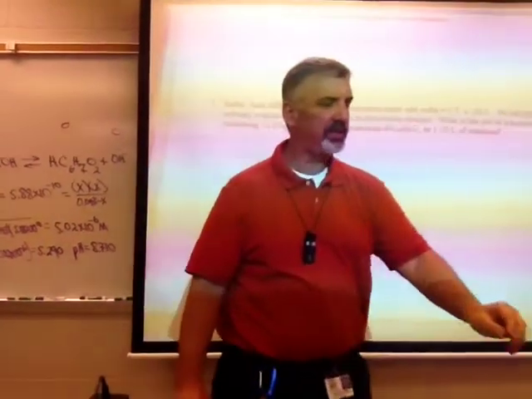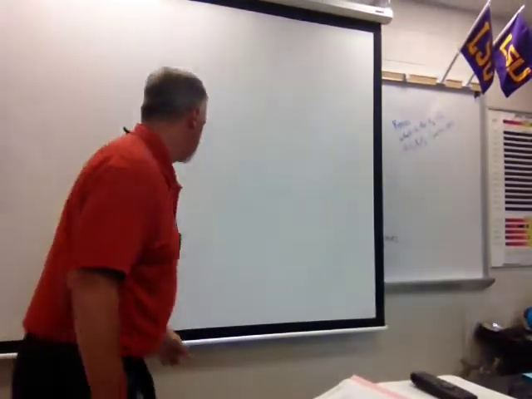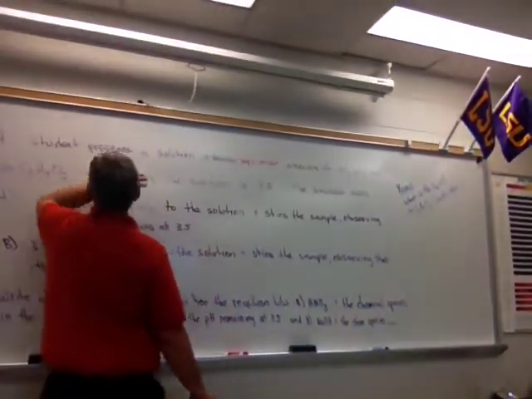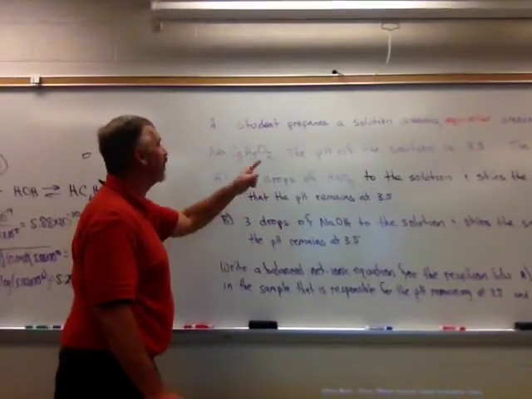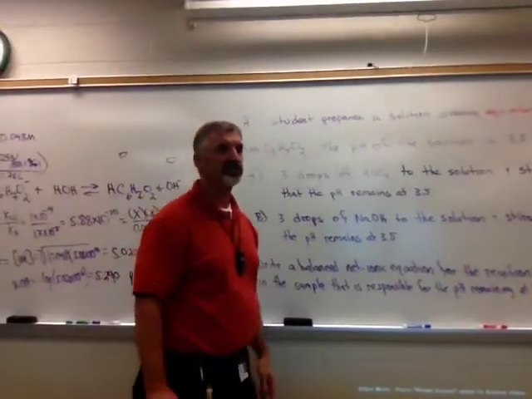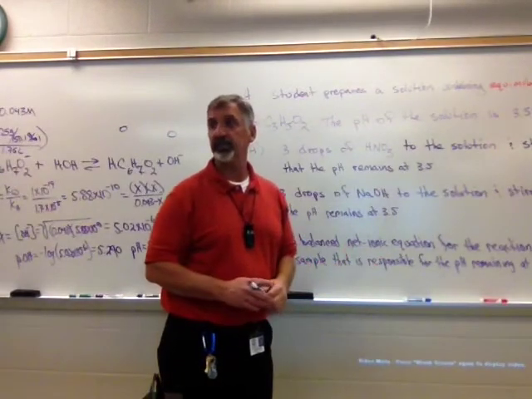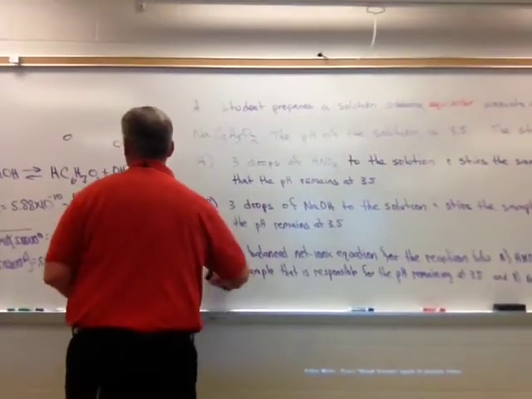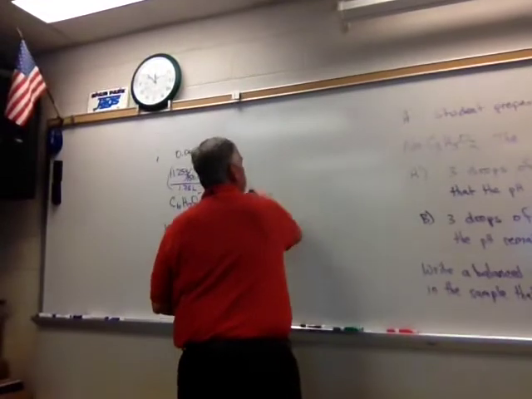Because when we go and look at this one that I put on the board, it says a student prepares a solution containing equal molar amounts of both the acid and the salt. So now we're putting both things in. But when you're putting in the acid and the salt, what equilibrium do we write? What equation do we write? For the acid, for the salt, do we combine them together? What do we do?